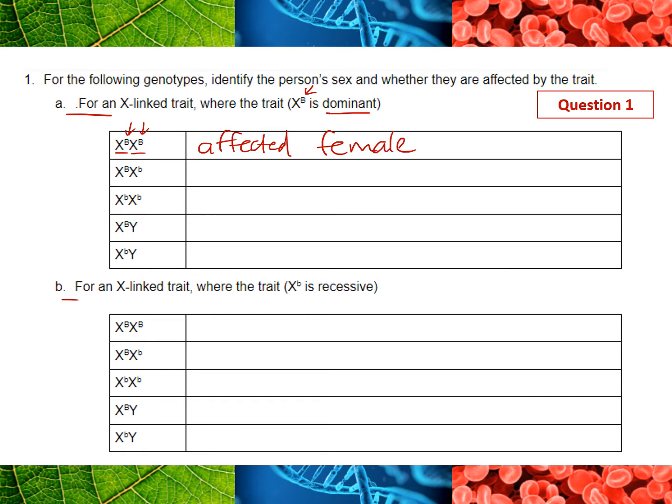In B, the trait is recessive. Again, it's the same genotypes, but now we're looking at a recessive pattern. This person is still a female, but they have two of the dominant allele. So that would be an unaffected female if this trait were recessive.